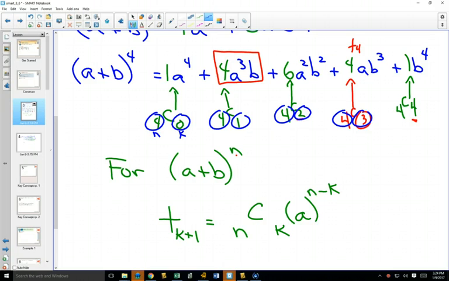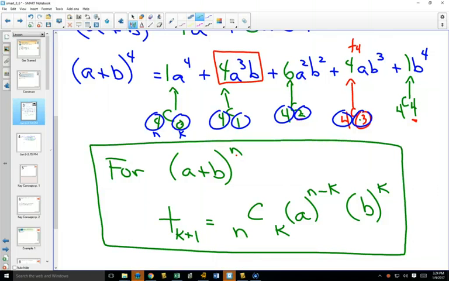And the number of a's keeps going down by 1, whereas the number of b's keeps going up by 1. And the number of b's is always the same as this number here. Start with 0 b's, then 1, then 2, then 3, then 4. And this formula is on your formula sheet. You don't have to memorize it, but you do have to know what everything stands for and how it relates together.